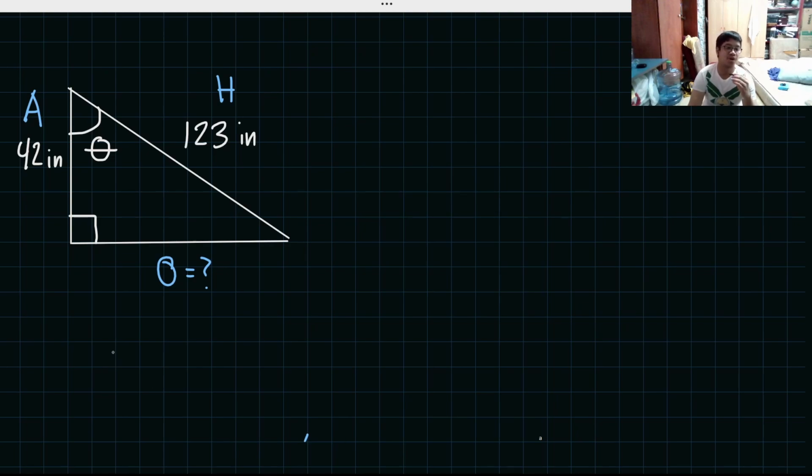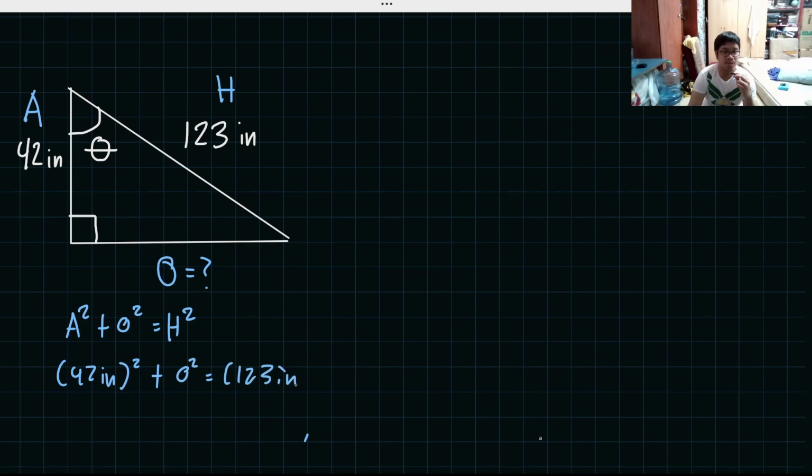So now we need to find the length of your opposite side. We will use the Pythagorean theorem. Remember that in the Pythagorean theorem, the sum of the squares of the legs is equal to the square of the hypotenuse. So we will have a squared plus o squared is equal to h squared. Your a squared, we will have the square of 42 inches plus o squared is equal to 123 inches squared. So let's find your o.